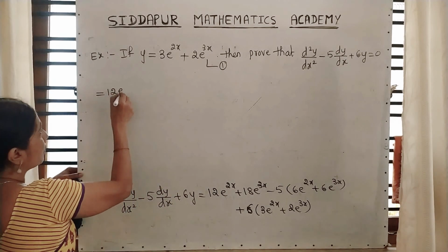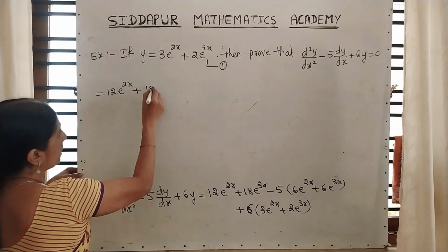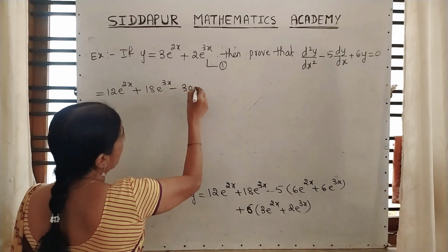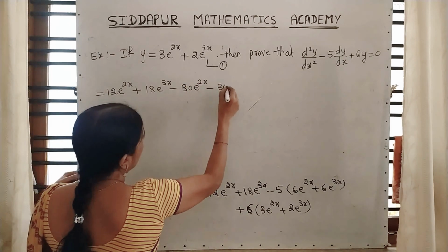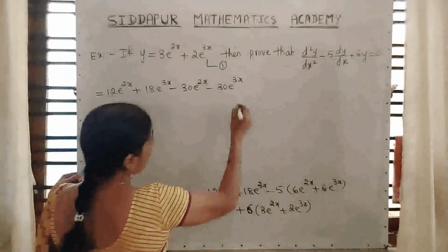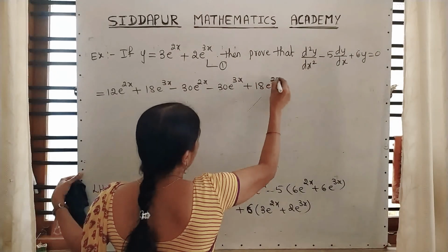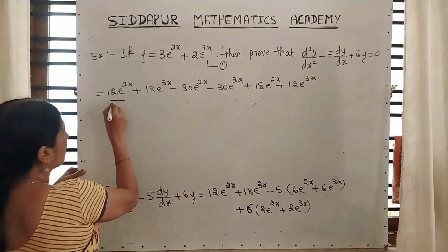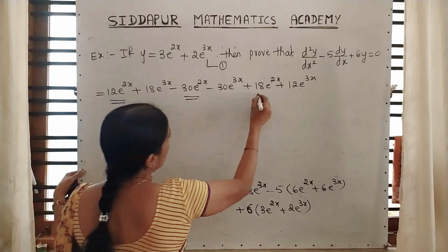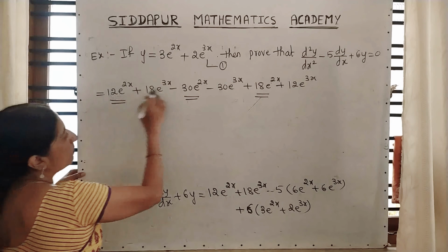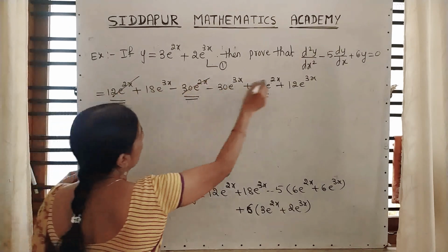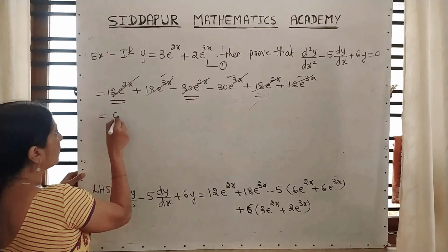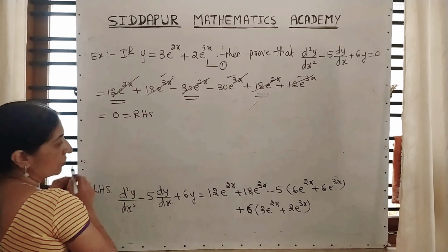12 into e raised to 2x as it is plus 18 into e raised to 3x, minus, remove the bracket, minus 30 into e raised to 2x minus 30 into e raised to 3x plus 18 into e raised to 2x plus 12 into e raised to 3x. See, this is e raised to 2x, this is e raised to 2x, this is e raised to 2x. 12 plus 18 is 30. This gets cancelled. Now the remaining, they also get cancelled. The answer is 0. That is RHS.